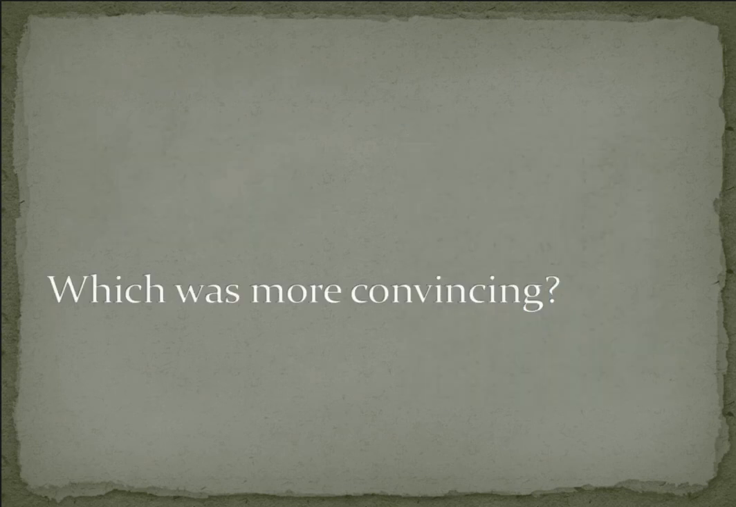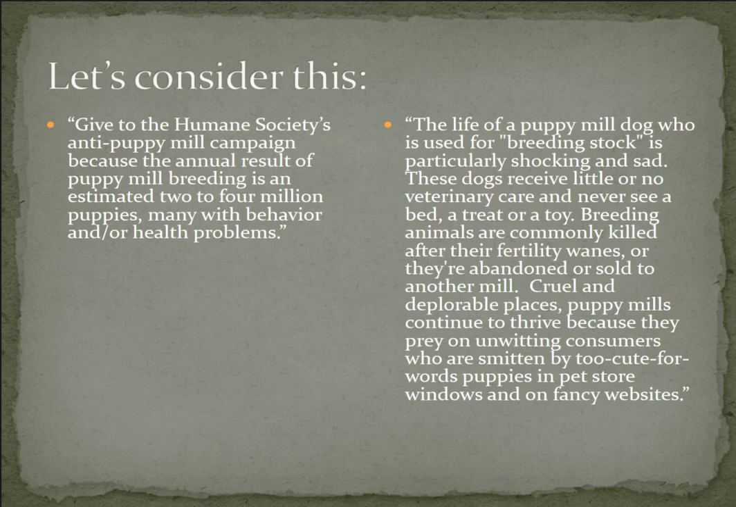Which was more convincing to you? I actually have problems with both of these arguments. I feel like each of these quotes takes a different approach to talking about puppy mills. Ideally, the data in the first example and the passion and description in the second example could be combined to create something that's extraordinarily powerful, but also contains some factual information.